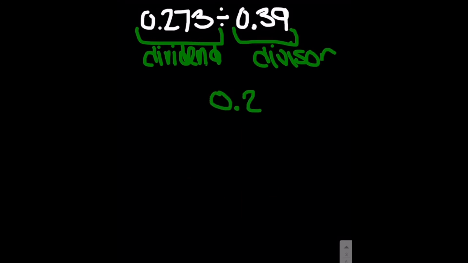Now, I can do that. And now here's the problem. I can't really do 0.39, right? Remember, we can't really do our divisor as a decimal. So what we can do though right now, let's change it. You always worry about the divisor first. So in order to get into a whole number, I must times it by how much?